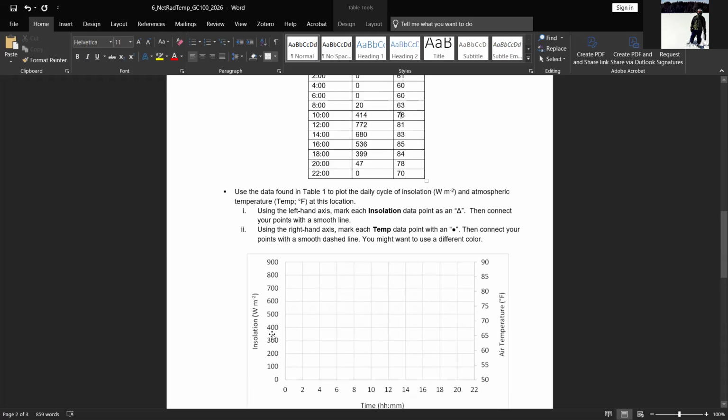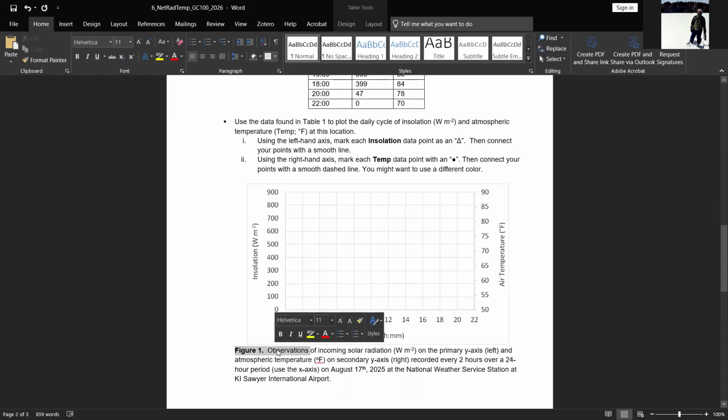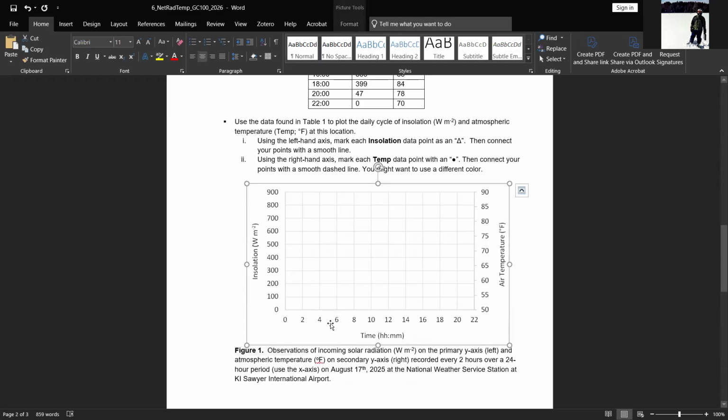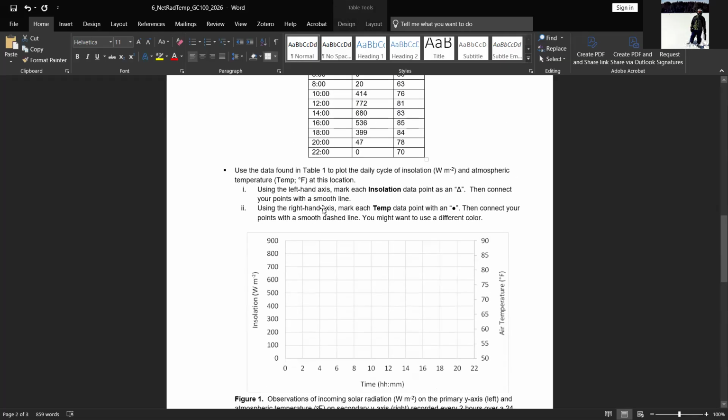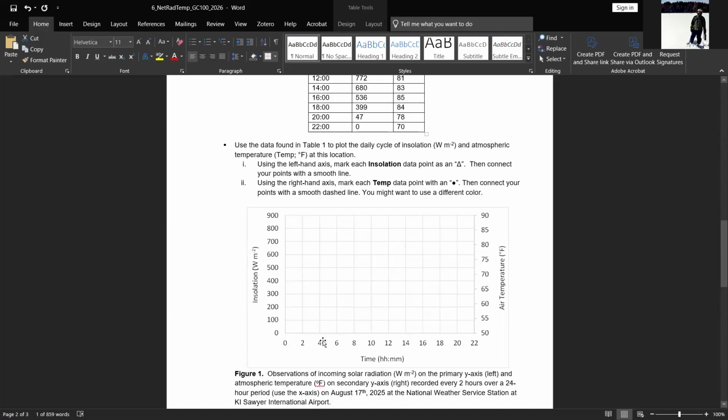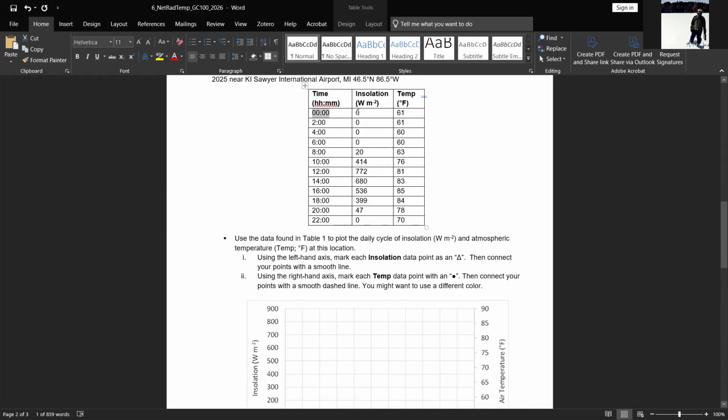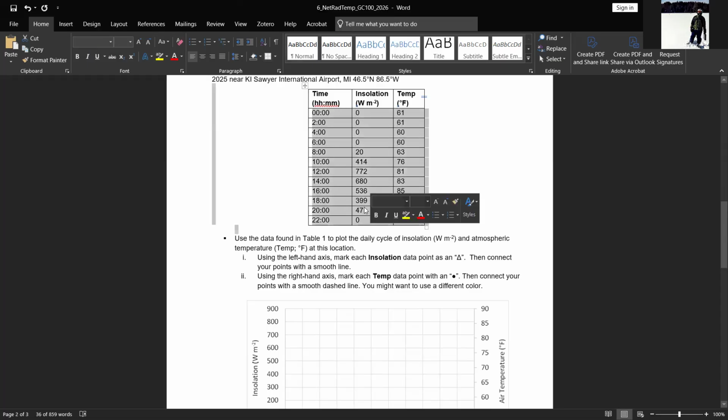So this is a two y-axis graph, this Figure 1, and on the x-axis is time in hours. So here's 0, which is midnight where we start, and then it goes to 2 a.m., 4 a.m., 6 a.m., again to noon, and then back down to 10 p.m. And here, insolation on our y-axis from 0 to 900. And so here are our insolation values that we're going to plot.